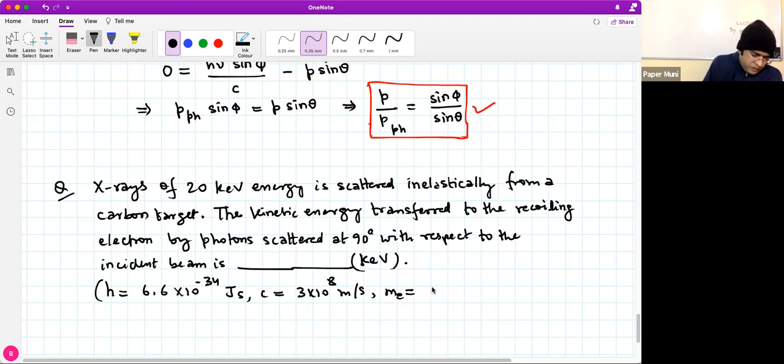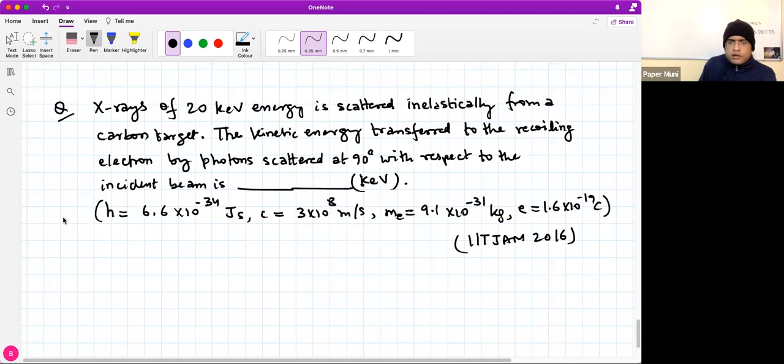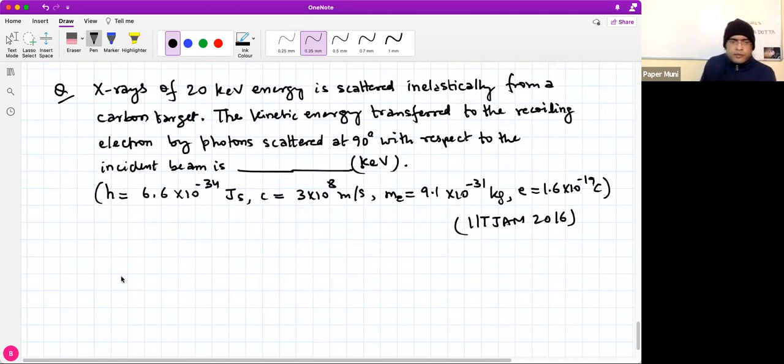Electron mass is 9.1 into 10 to the power minus 31 kilogram and electronic charge e is equal to 1.6 into 10 to the power minus 19. All the values are the same as we might be using, but one value is different, which is Planck's constant. That might not cause much of a problem, but you have to be careful about this. This is IIT JAM 2016. Let's solve this and then I'll give you homework and we'll sign off.